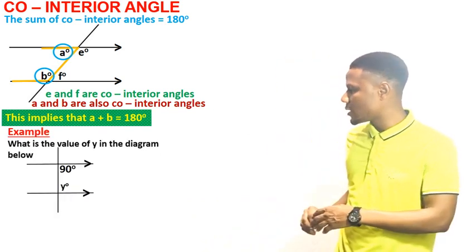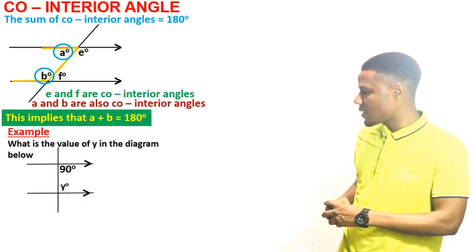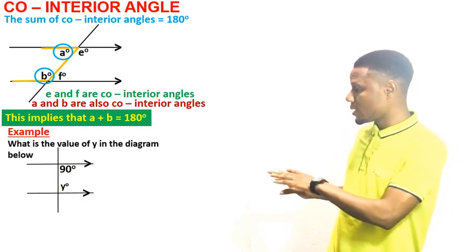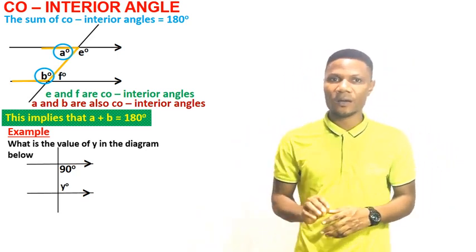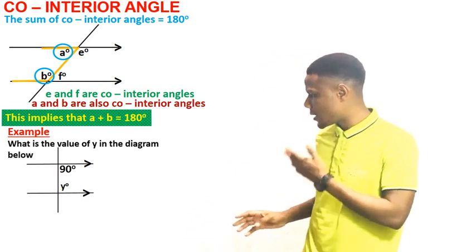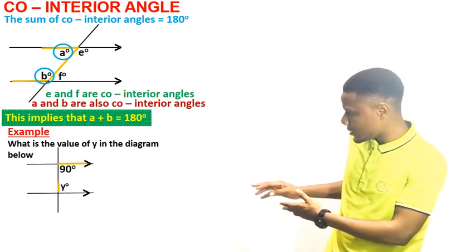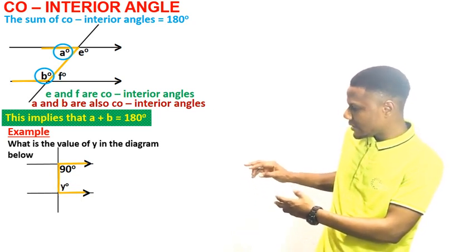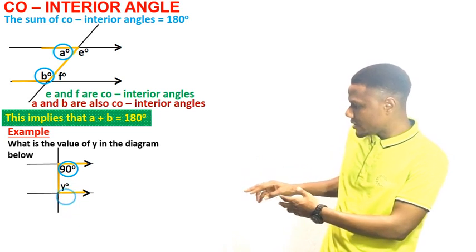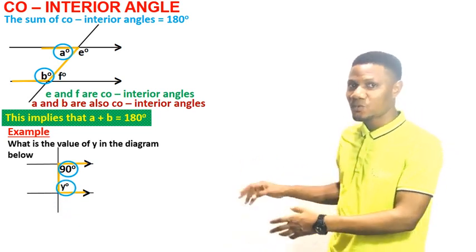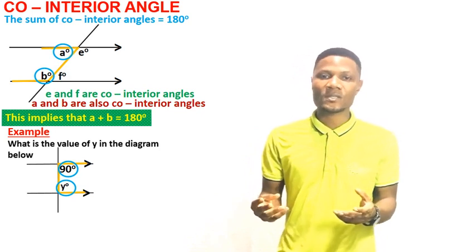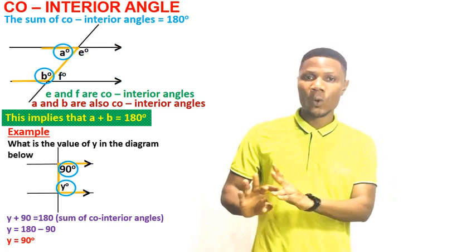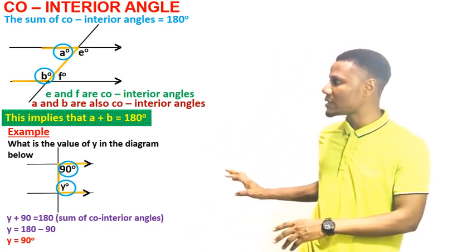A question like this says, what is the value of y in the diagram below? If you look at the diagram, I can easily draw my C. When I draw my C, you discover that y and 90 degrees fall within the C. So all I need to do is add y plus 90 degrees, and it will be equal to 180 degrees. That is co-interior angle.